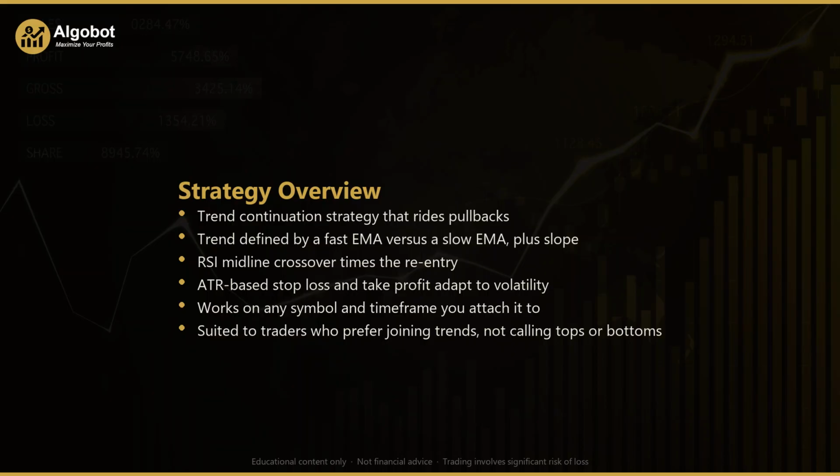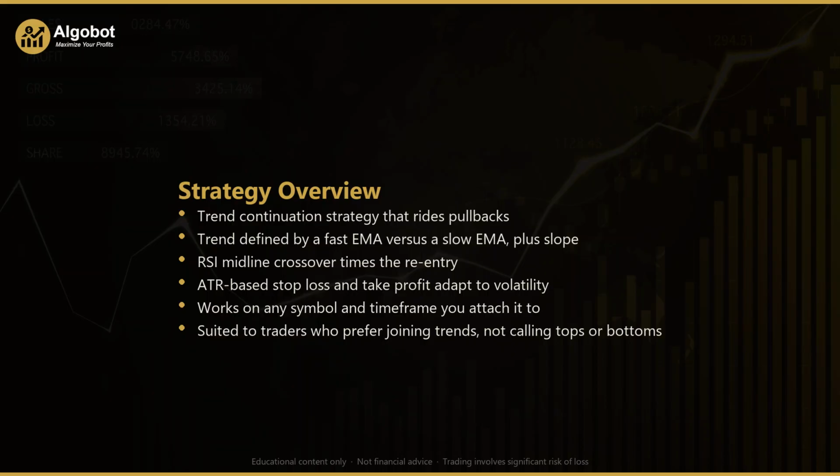The first is a pair of exponential moving averages, a faster one and a slower one, which together define the direction and the health of the trend. The second is the relative strength index, or RSI, a momentum oscillator that measures whether recent price action has been leaning bullish or bearish. Rather than using RSI in the classic overbought and oversold way, this strategy watches how RSI behaves around its midline to time the moment a pullback ends and the trend resumes.